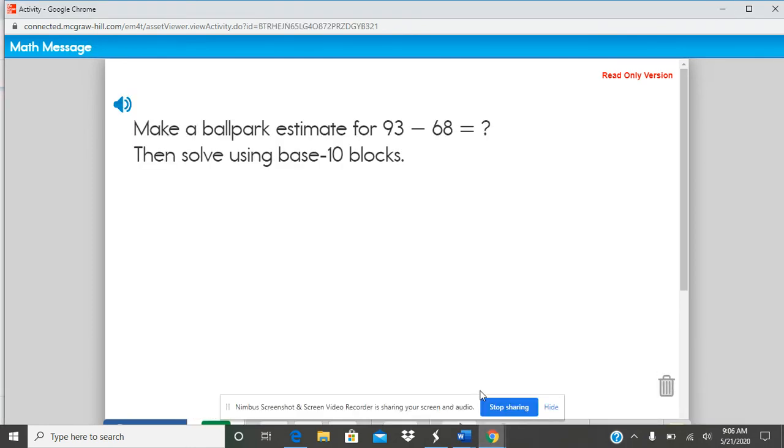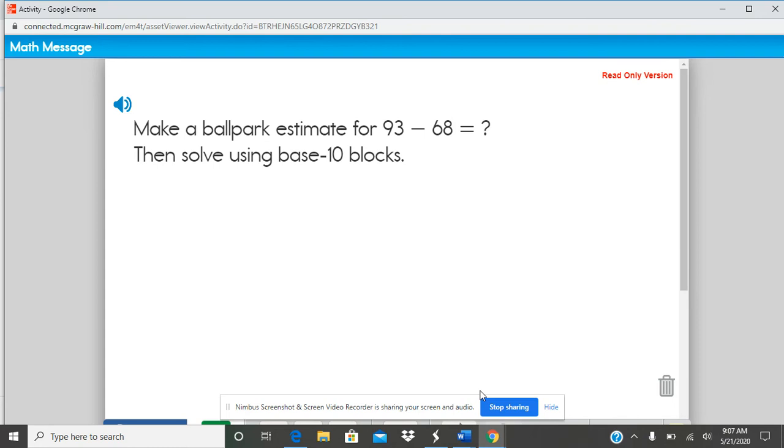For your math message, you're going to make a ballpark estimate for 93 minus 68. Remember, ballpark estimates are finding a friendly number. So you look at the 93, you look at the 68, and think about which one would be one where I could make a friendly 10 and use that to help me make an estimate. Now, I would also like for you to try and actually find out the answer for 93 minus 68.